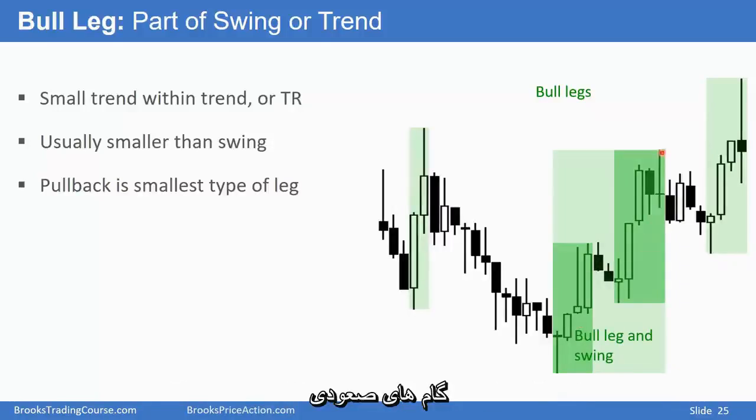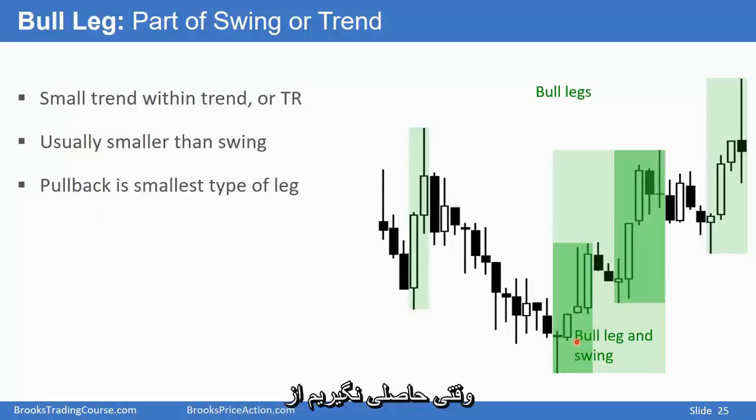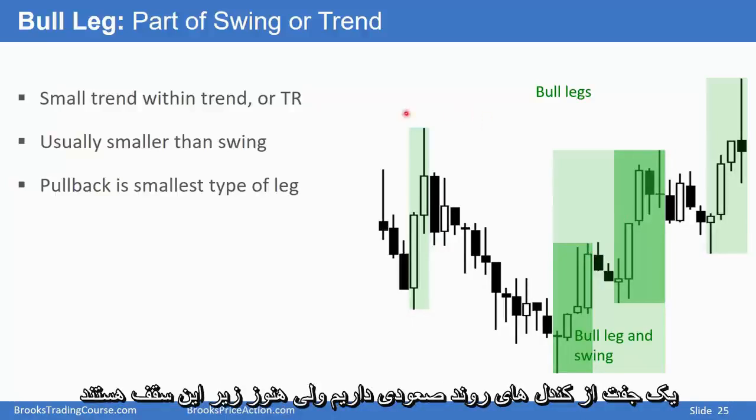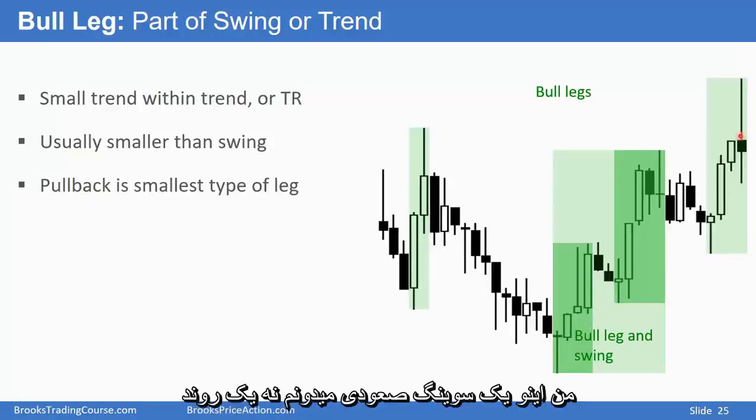Bull legs, a larger bull leg, big enough for a swing, so I'd call it a swing. To me, we're not getting enough in terms of consecutive, relentless, big bull trend bars. We have a pair of bull trend bars here, but we're still below that high. We broke above the high here, but could not close above it. I would tend to call this more of a swing up than a trend.